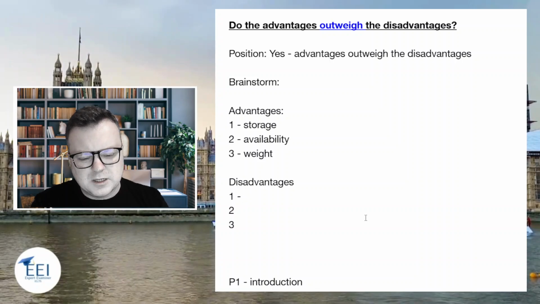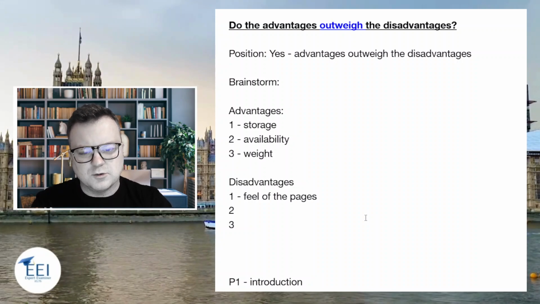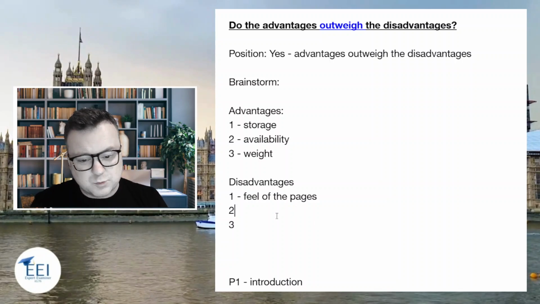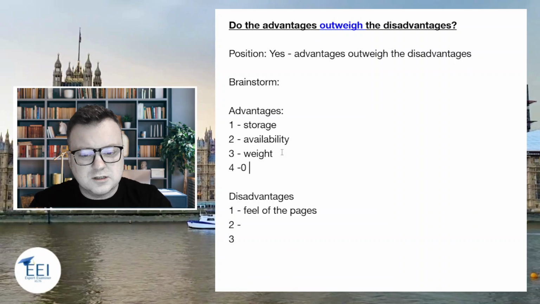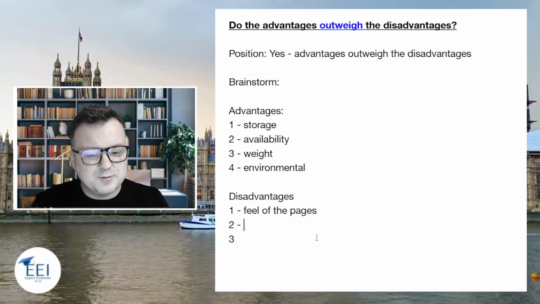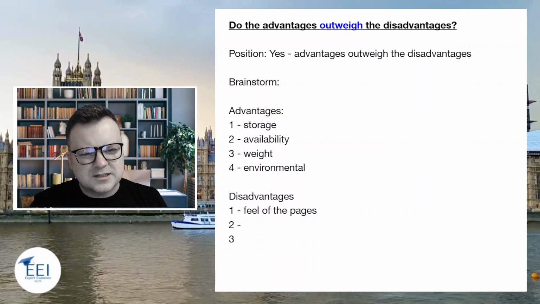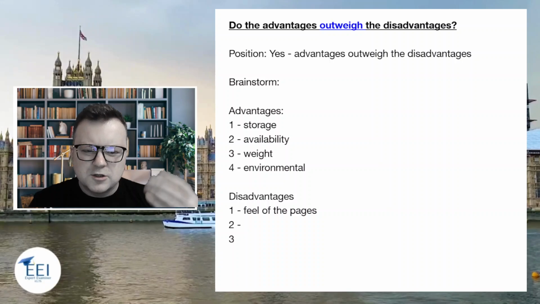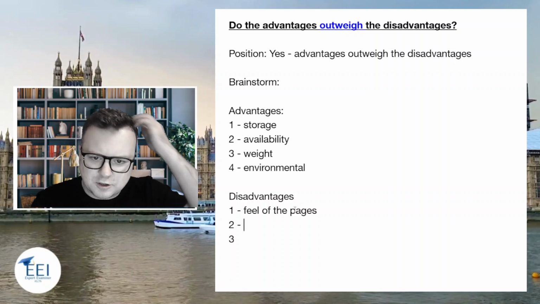Disadvantages. A lot of people mention the feel of the pages, don't they? When you're reading a book, you want to feel the pages, smell the pages. That's one argument, I guess. The second argument, I should put another advantage, which is environmental. I don't know about electricity. Electricity, of course, has an impact on the environment, but does it have an impact on the environment as much as cutting down trees to get paper to make all of these books? I don't know.